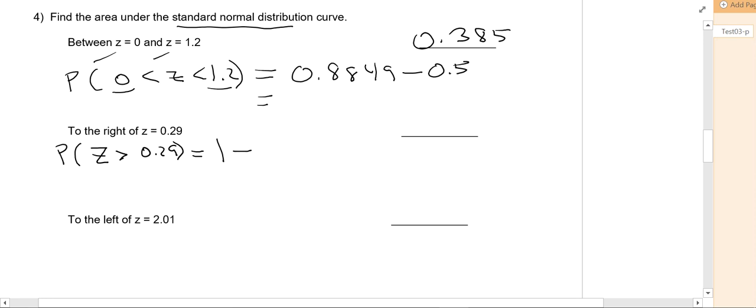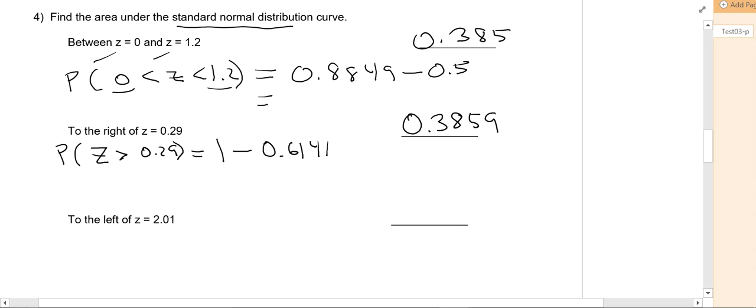So I have to subtract from 1 whatever I find in the table. I'll look up 0.29 in the table. That's your job. I'm not going to show the table here. I'm assuming everybody has working with the table down. 0.6141. When you subtract this from 1, you get 0.3859. So that's the answer for this part.